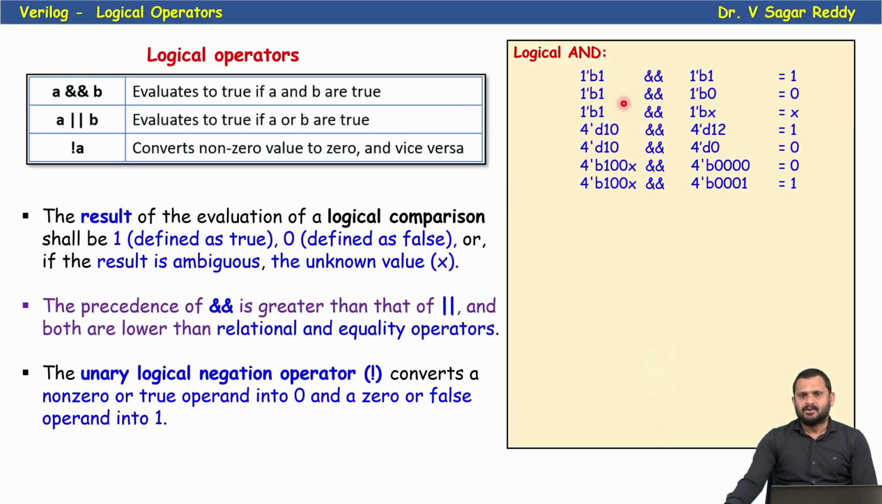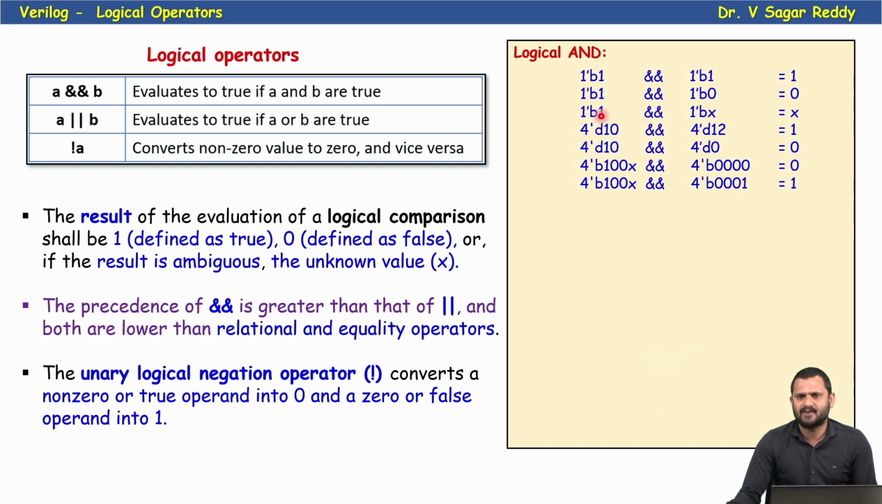Logical AND. If you see 1'b1 and 1'b1. Already I discussed in the previous video how to represent numbers or constants in Verilog, sized or unsized, and also signed or unsigned numbers. If not, please visit that video, where I explain how to represent constants in Verilog. So here 1'b1 and 1'b1, both are true, then the output is true. 1'b1 and 1'b0, 1 and 0, true and false, so in logical AND we get false.